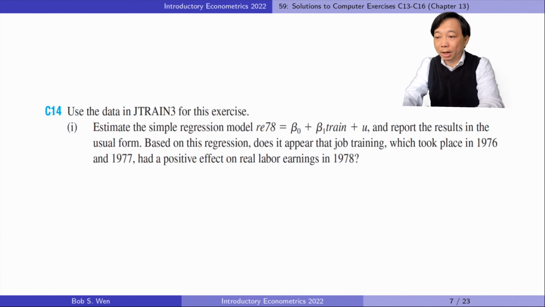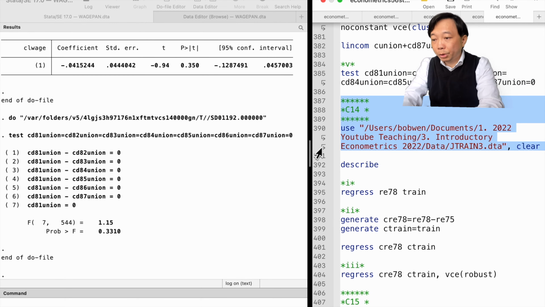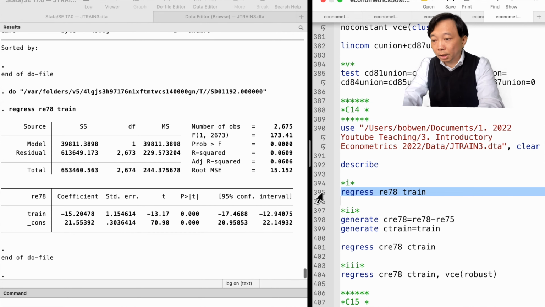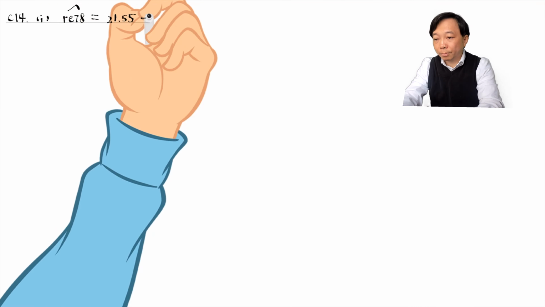Let's do computer exercise 14. In part 1, we estimate the simple regression model and report the results in the usual form. Based on this regression, does it appear that job training, which took place in 1976 and 1977, had a positive effect on real labor earnings in 1978? We regress real labor earnings in 1978 on the dummy variable job training. The simple regression gives a negative job training effect on real labor earnings.